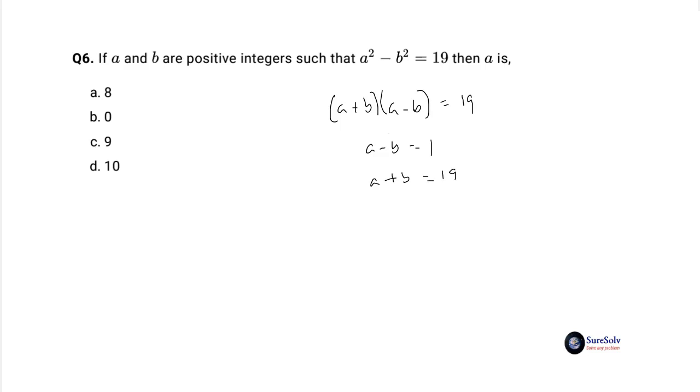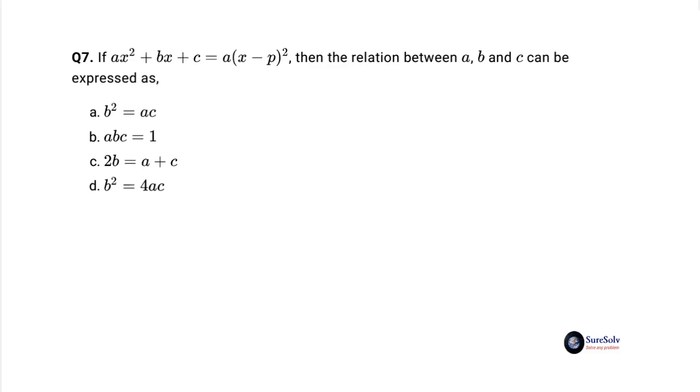Add them up, you'll get 2a equal to 20. This means a equal to 10. Answer option D, 10. Can be easily solved in mind only if you can break up a square minus b square into its two factors, a plus b and a minus b, and then use the property of the prime 19. Let's solve the next problem.